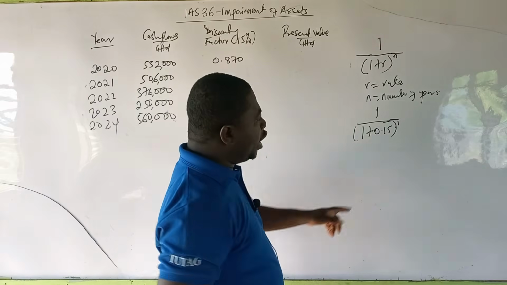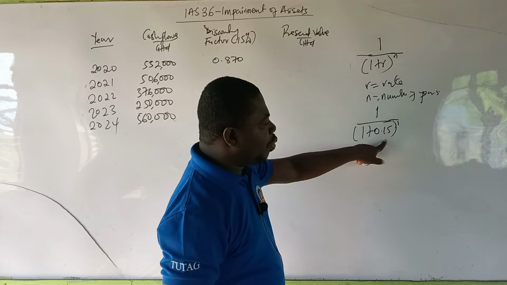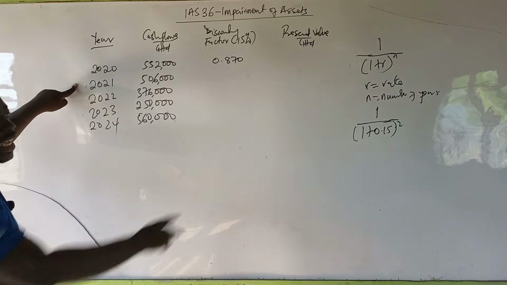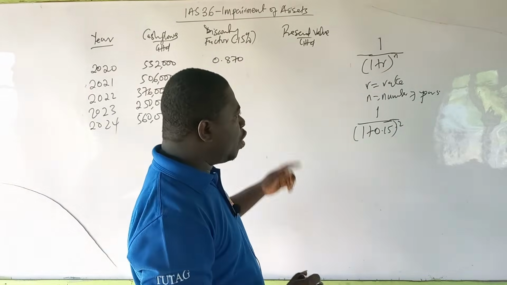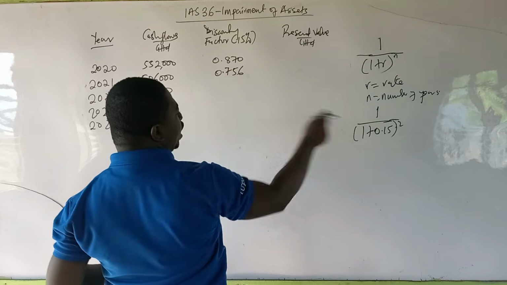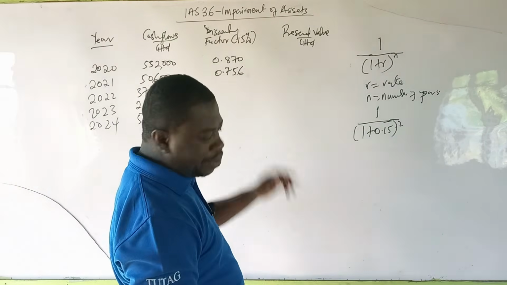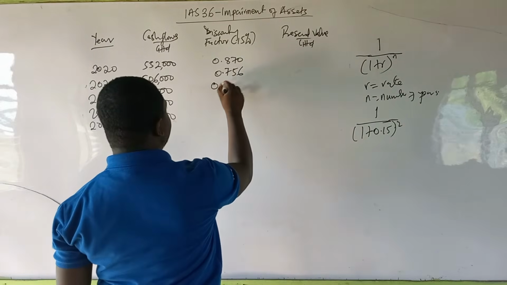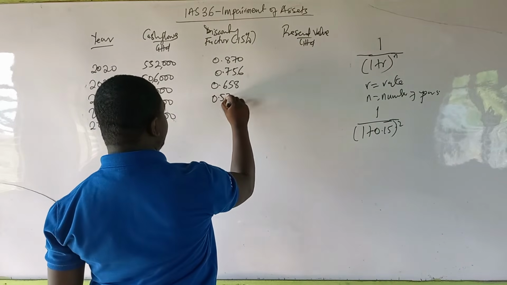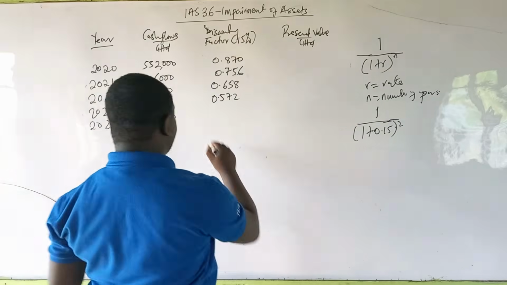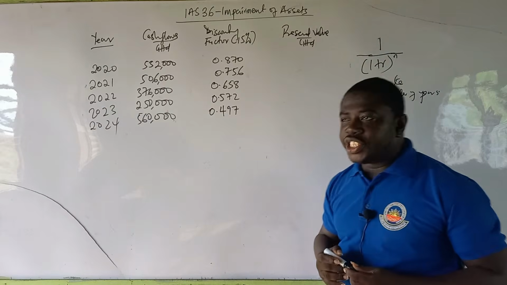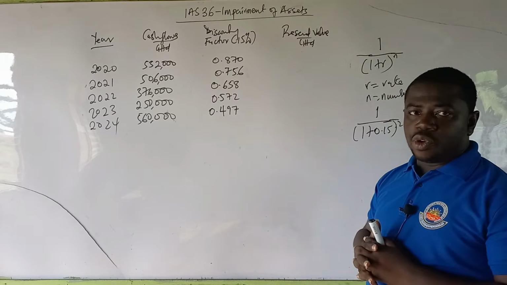And then for the second year, it's going to be the same thing, 1 over 1 plus 0.15. This time the denominator will be raised to the power 2 because we are in the second year, so number of years is 2. And so when we do that, it's going to give us 0.756. Then we change the number of years to 3 and we punch the same way. We have 0.658. And then when we do for the fourth year, we have 0.572. And then the last year, the discounting factor becomes 0.497. So these are the discounting factors for each of the years. I'm sure it's very understandable.